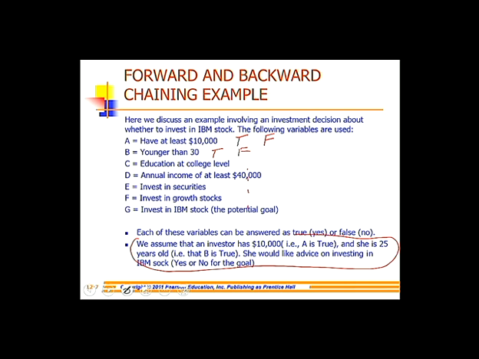Now this is the question that we want to answer. There's an investor who has $10,000, which means A is true, because he or she has $10,000. She is 25 years old, which means B is also true, and she would like advice on investing in IBM stocks, yes or no. So we want to know whether G is true or false, whether she should invest in IBM stocks or not, right?